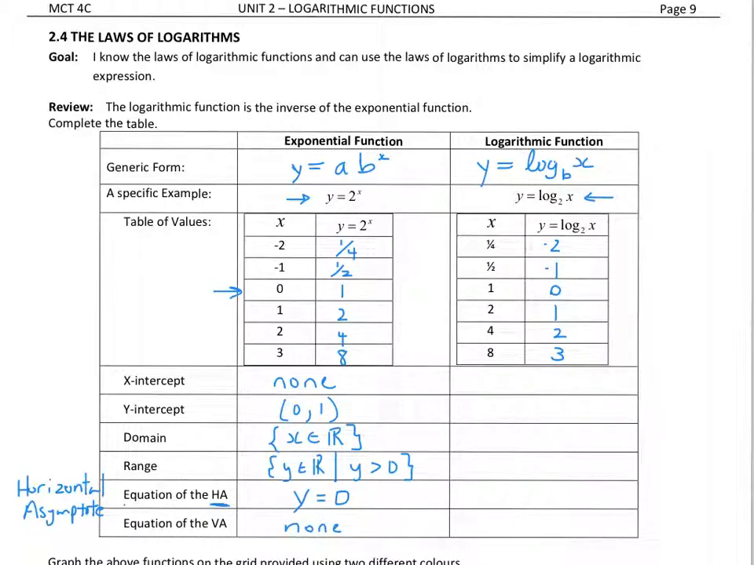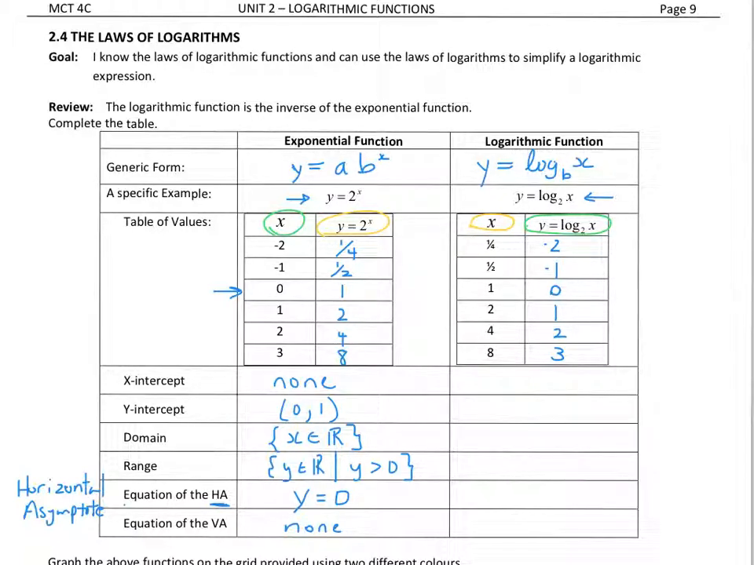Now, we did talk about how our exponential function and our logarithmic function really just switch the roles of the x's and the y's. So the x of the exponential function became the y of the logarithmic function, and the y of the exponential became the x of the logarithmic. Now the same thing is true with all these characteristics down here.